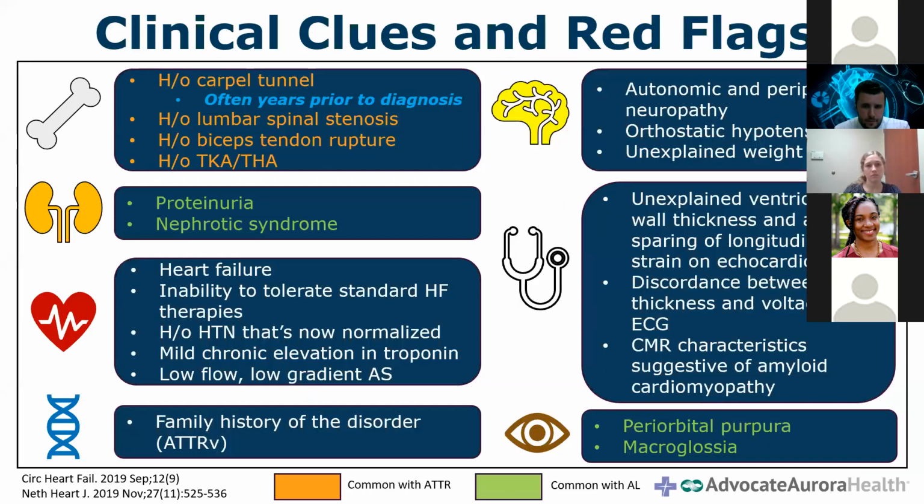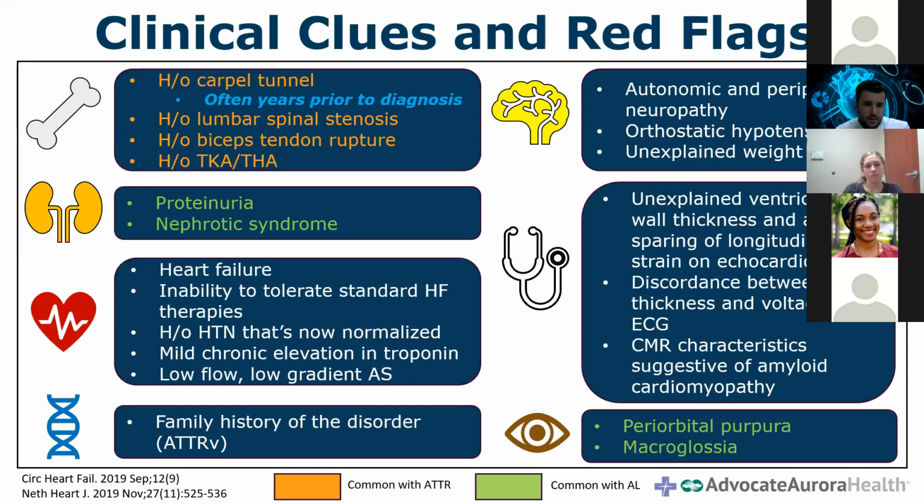Now, the workup for a patient with potential cardiac amyloidosis always starts with a clinical suspicion. There are various clues and red flags, what they call them, that patients can present with to steer the clinician into thinking this may be amyloidosis. Patients can have a history of carpal tunnel, lumbar spinal stenosis, history of biceps tendon rupture, and these tend to be very common with wild-type TTR. Proteinuria and nephrotic syndrome are almost always present in AL amyloidosis and tend to be the first presenting sign.